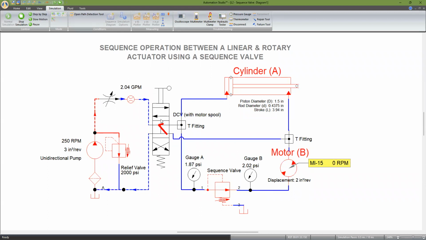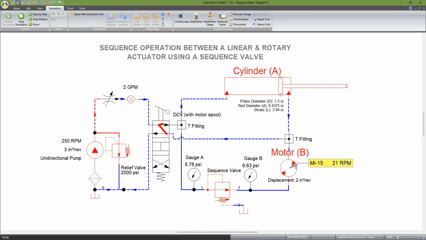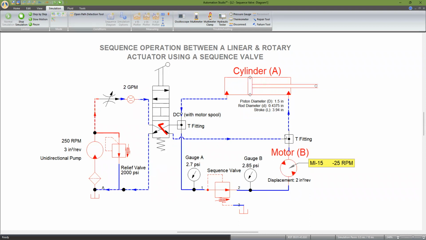So they start at the same time. Let's watch a couple more times. You have to see whether A and B are moving at the same time or there's a delay. So they're moving basically at the same time. During retraction, also they're moving at the same time.